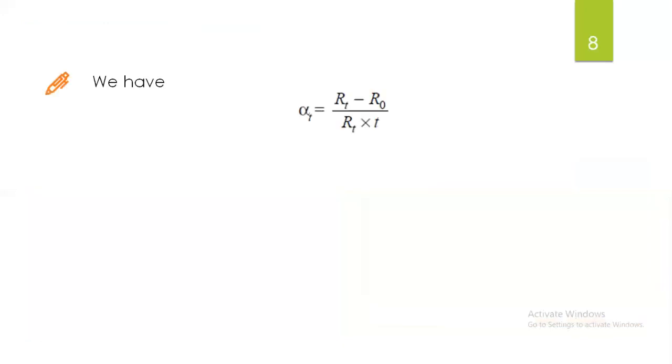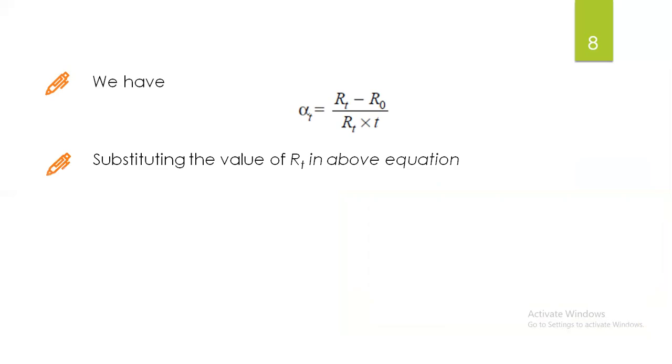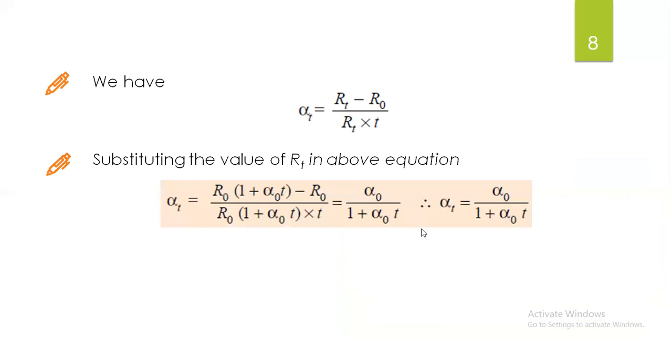By adjusting the last equation, we can get alpha T is equal to RT minus R0 upon RT into T. Substituting the value of RT, we know RT is equal to R0 into 1 plus alpha 0 into T. Taking R0 common from the numerator and cancelling it with the denominator, we get alpha 0 upon 1 plus alpha 0 into T. Therefore, alpha T is alpha 0 upon 1 plus alpha 0 into T.